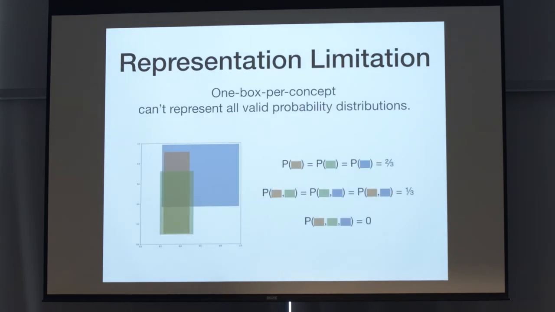Okay, so boxes are not perfect, though. They do have some limitations. One of them is that if you have just one box per concept, there are some valid probability distributions that those boxes cannot represent. One of them is one in which each concept has equal marginal probability, each of the pairs has some non-zero joint probability, but the triple altogether has zero probability. It is possible to have such a distribution, but these boxes with their convex shapes just can't represent that.